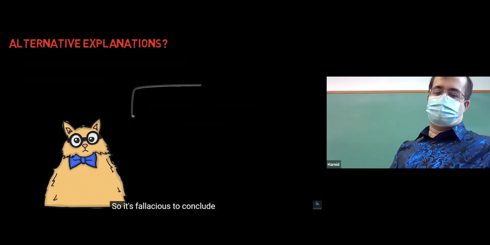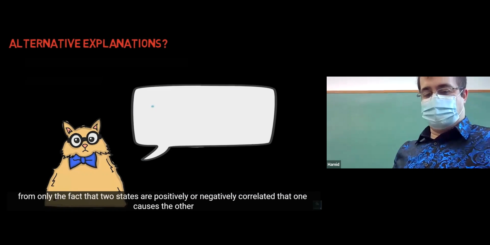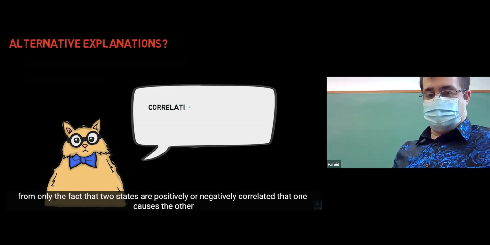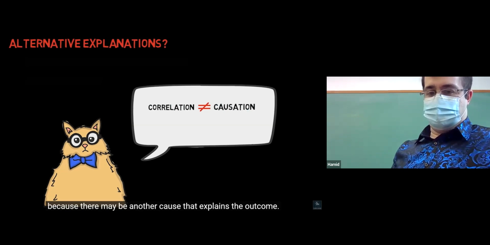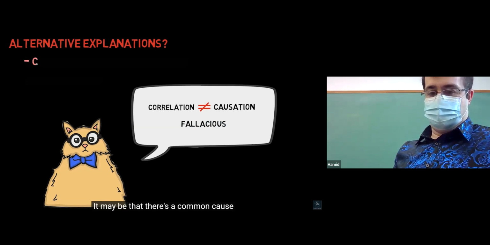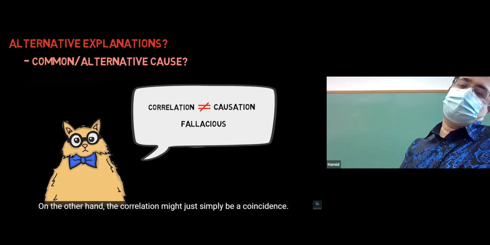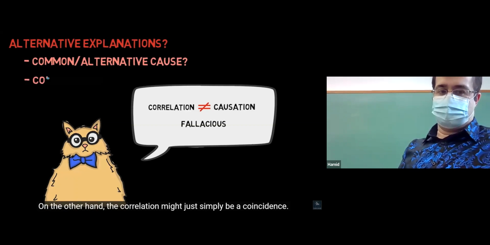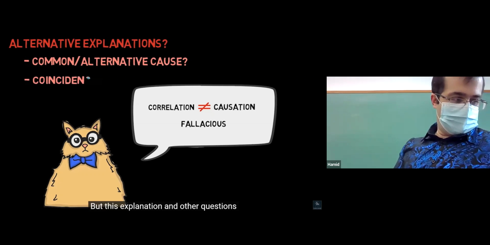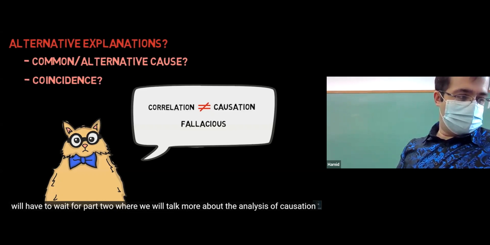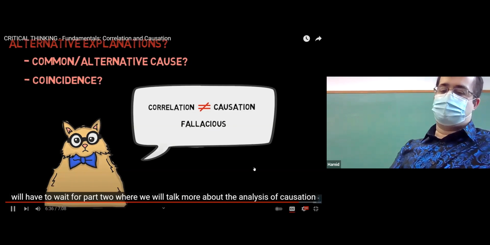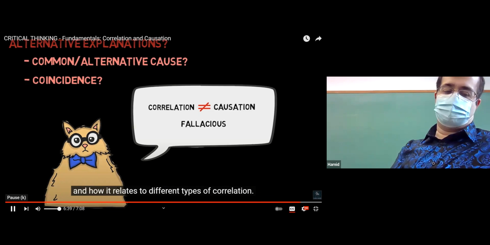So it's fallacious to conclude from only the fact that two states are positively or negatively correlated that one causes the other, because there may be another cause that explains the outcome. It may be that there's a common cause for both of the events, or that there's some alternative cause altogether. On the other hand, the correlation might just simply be a coincidence. But this explanation and other questions will have to wait for part 2, where we will talk more about the analysis of causation.